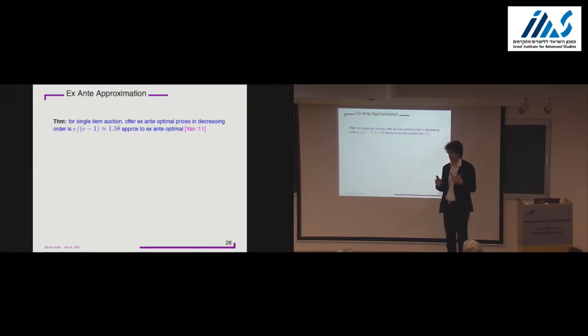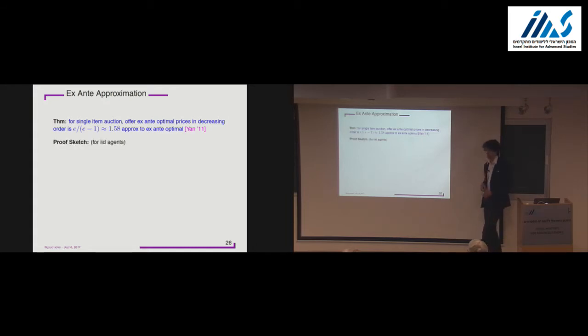I'm just going to do a simple greedy heuristic. I'm going to sort the players by their price, or by the probability of allocating times the revenue I get from the revenue curve, right? And then go through them in decreasing order and offer them their ex ante mechanism, and I might run out of stuff before I get to them, and too bad. Okay, so offer the ex ante optimal prices in decreasing order, and the theorem is you're going to get a 1.58 approximation, which is the same as Tim's 0.63 approximation, but they're reciprocal.